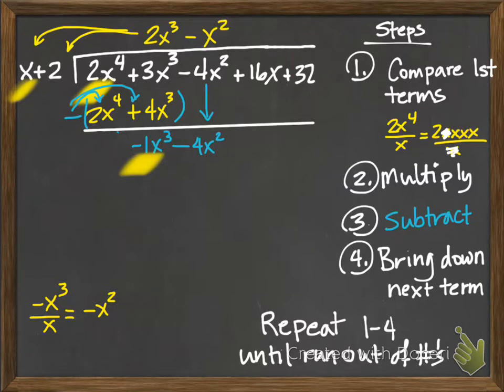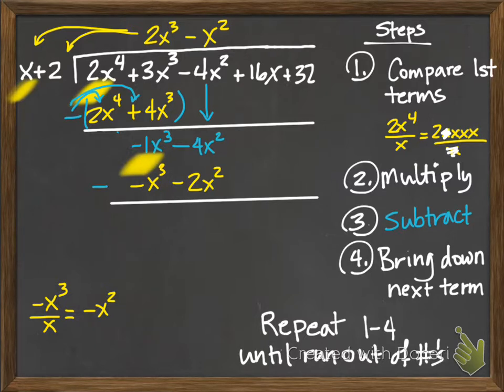Now our next step said we got to multiply again. So we have negative x squared times x gives us negative x to the third. Negative x squared times 2 gives us minus 2x squared. We draw our little line. Hooray! Now we're going to subtract, but remember we're subtracting both of them, not just the first term.